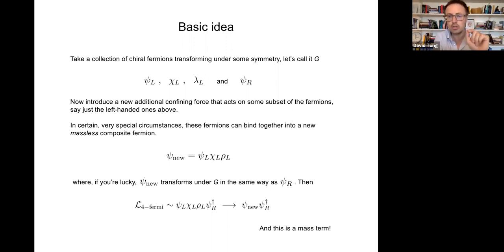I stress that's not so easy to do. It doesn't happen in QCD. In QCD, you don't get massless protons and neutrons, you get massive composite fermions. You get massless pions, but they're bosons and they don't do the job. But you want to find some dynamics that's going to take these fermions and bind them together into a new left-handed fermion, something like this, that is necessarily massless.